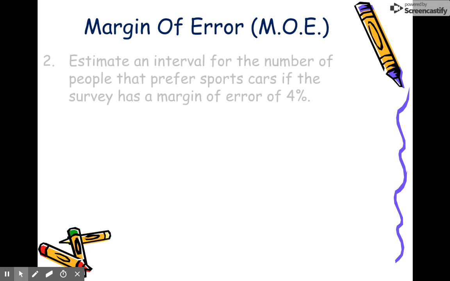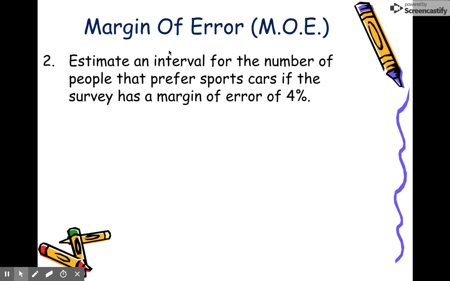If we look at this in terms of the first problem, it says estimate an interval for the number of people that prefer sports cars if their survey has a margin of error of 4%. Like I said, they give you that as a percent, so our first thing is to convert that to a decimal. If we have 4%, you can either divide this by 100, which is the opposite of when we used to convert to percents, or you can move the decimal two places to the left. The decimal is after the 4, so if you move it two to the left, it adds a 0 in front and it becomes 0.04. You could also have gotten this by dividing 4% by 100, and it would have given you 0.04.